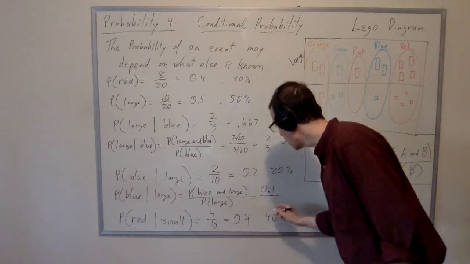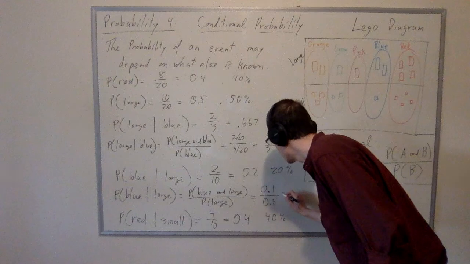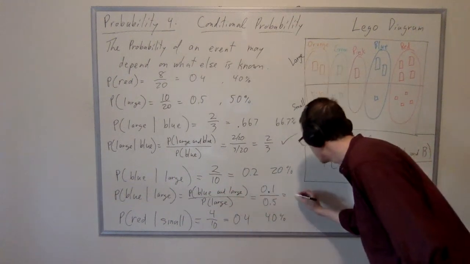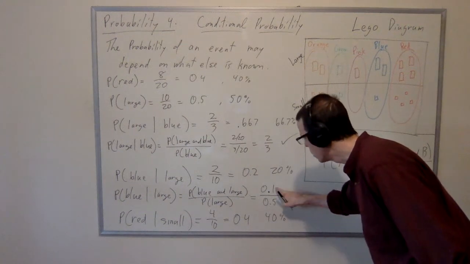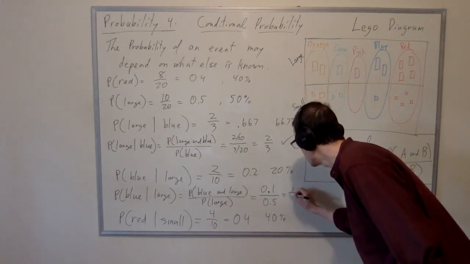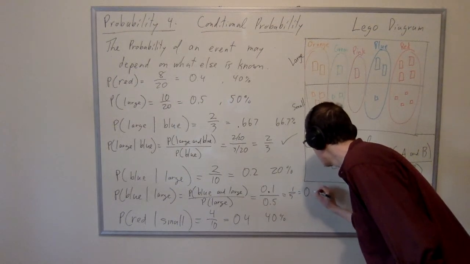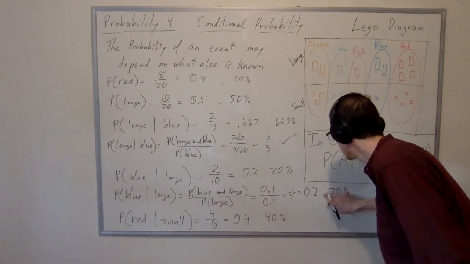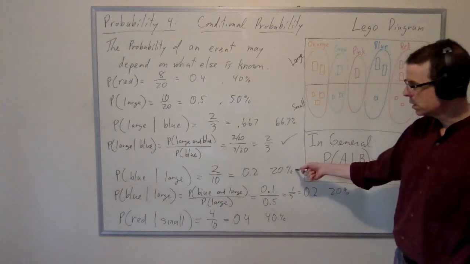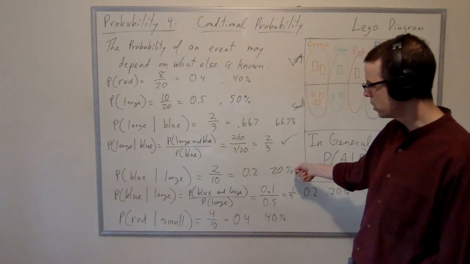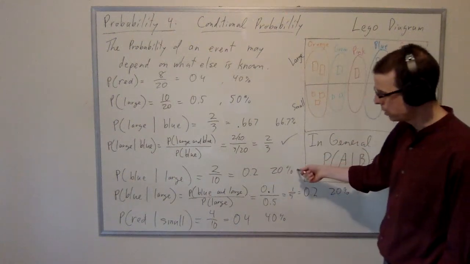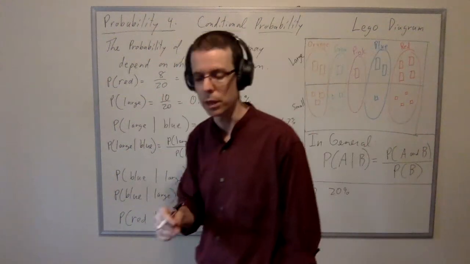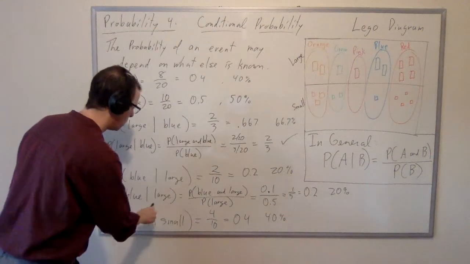The probability of being large is 0.5. And so the probability of being blue and large divided by the probability of being simply large is 0.1 divided by 0.5, which is 1/5, which is 0.2, which is 20%. And notice that's consistent with what we got in the previous exercise by merely counting. The point here is that you might know the probabilities, but you might not know the raw counts among some greater population. And so you might have to do the work this way.